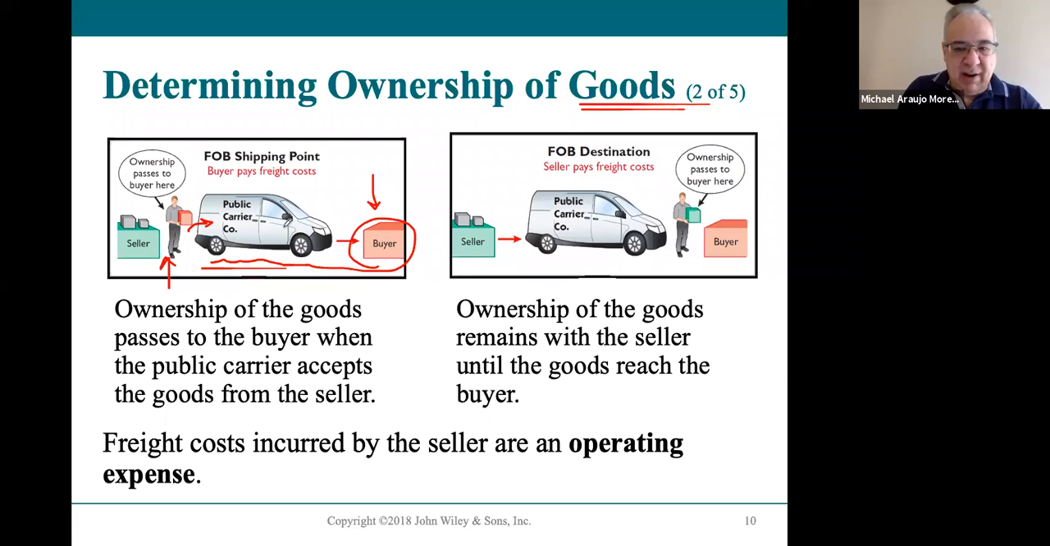FOB destination, less of an issue, right? Because you're not actually counting ownership of the goods until they arrive at your destination, in which case you will have physical custody of those goods. And so they'll be part of the physical count.